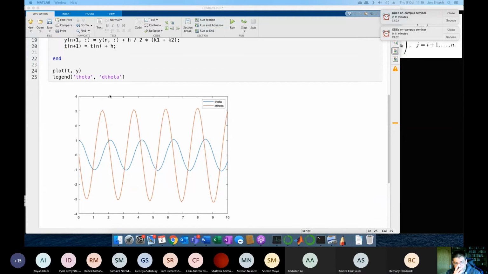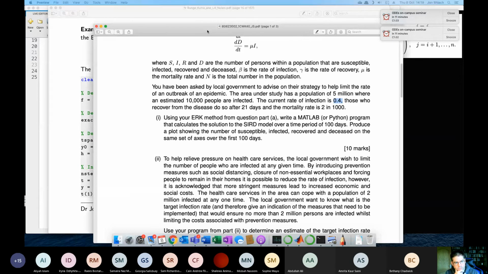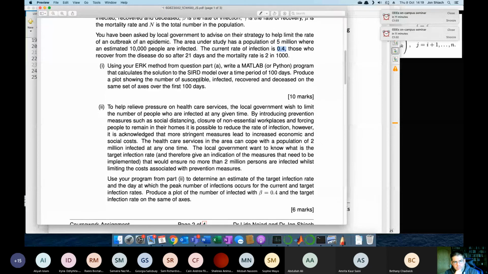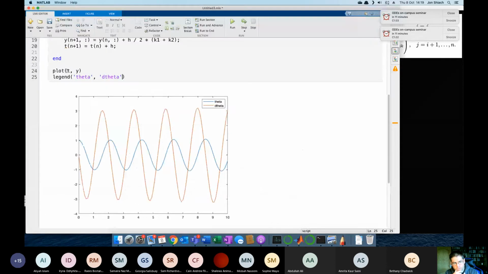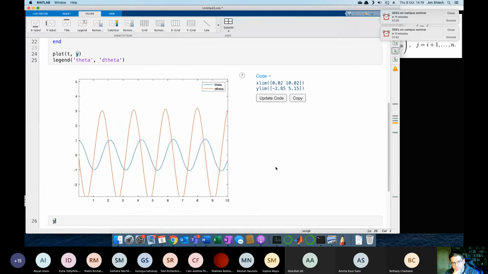So in yours, if you were just to plot t against y, you'd have your number of susceptible, number of infected, number of recovered, number of deceased on the same set of axes, which, if I recall from the question, so just bringing in the question: produce a plot showing the number of susceptible, infected, recovered and deceased on the same set of axes. That's quite easy to do. That's just plot your t against your y vector, and that will give you all your plots on one.